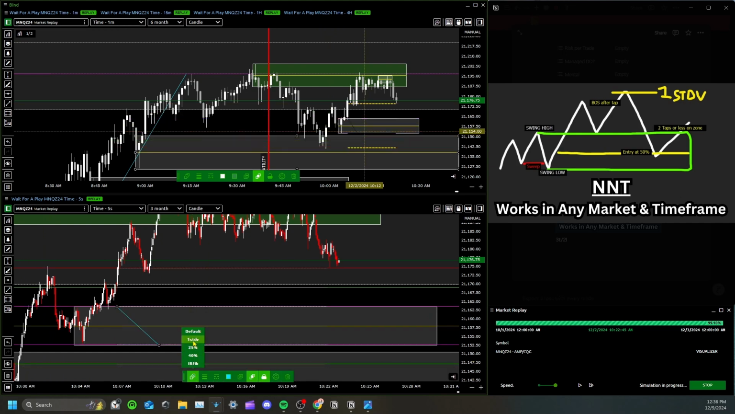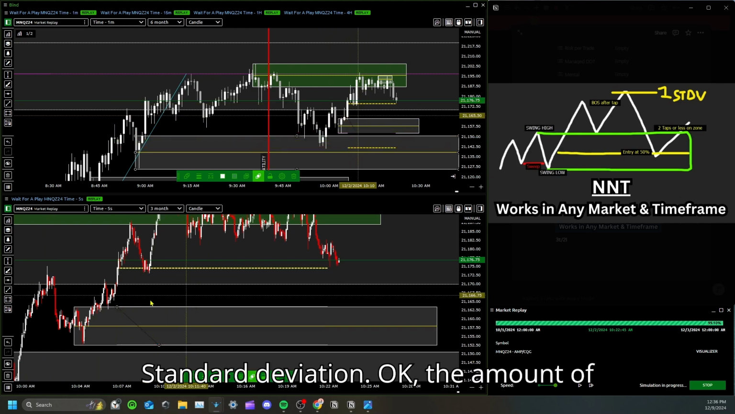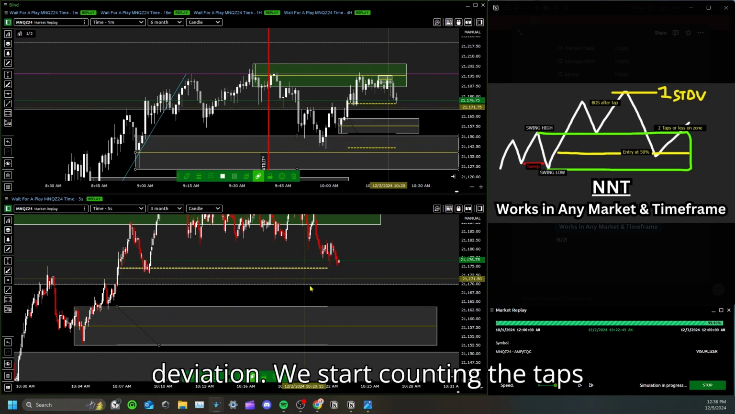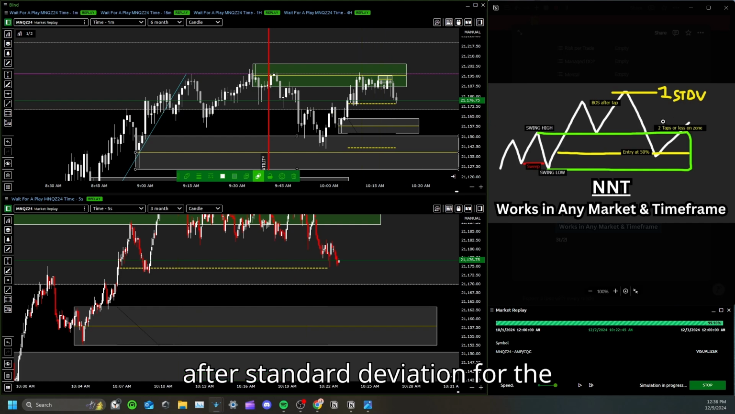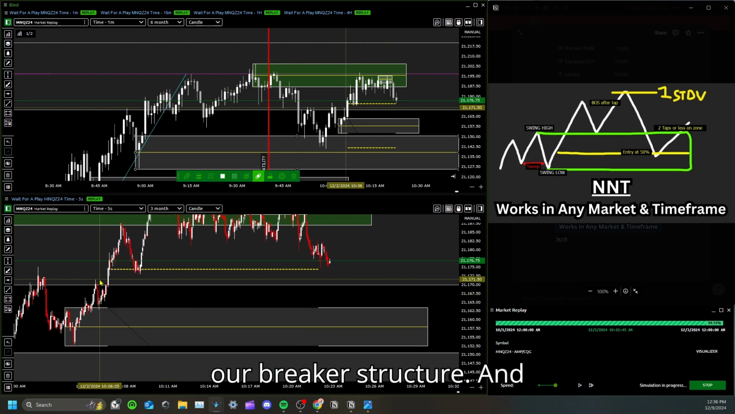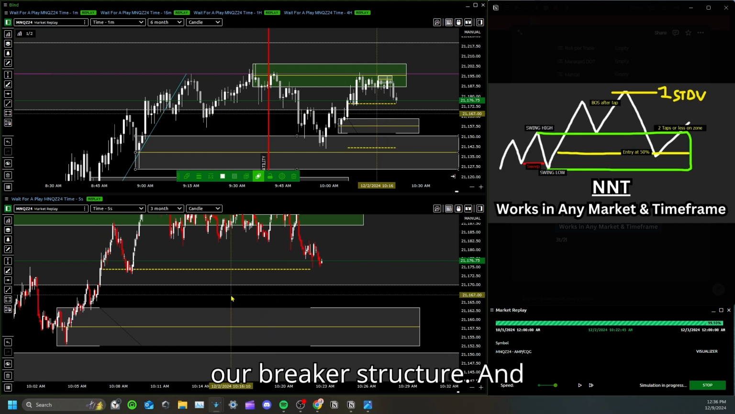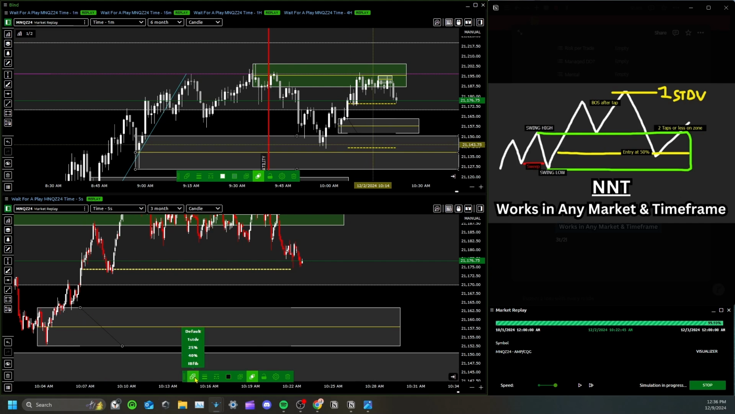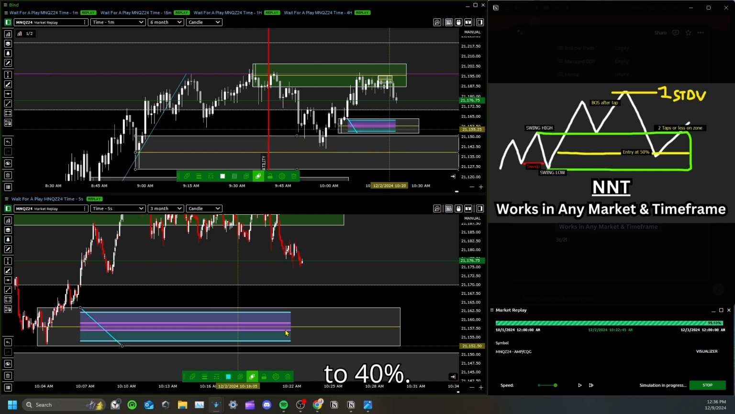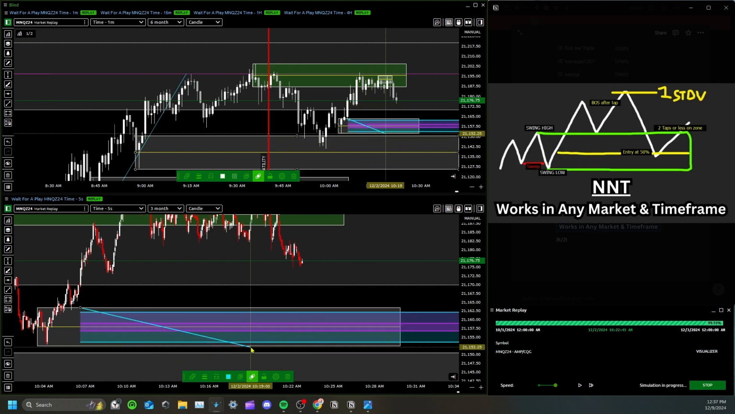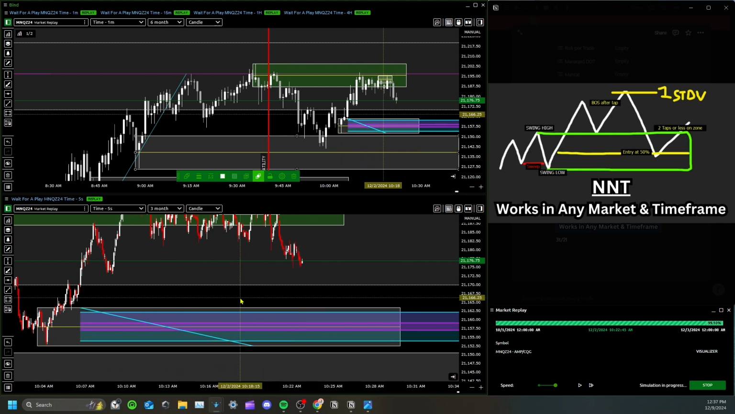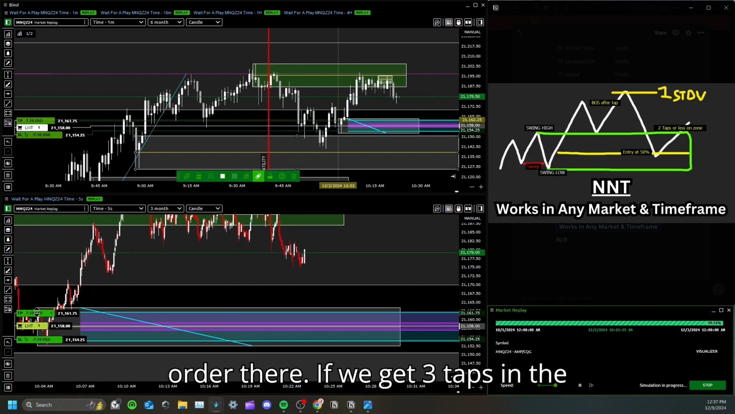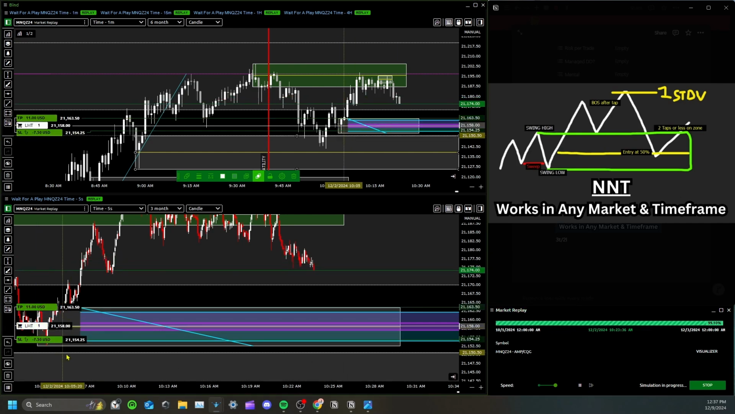Oops, the wrong one. Standard deviation, okay. The amount of taps does not matter before standard deviation. We start counting the taps after standard deviation for the requirements part. So we have our tap and our breakup structure. And then let's change this standard deviation to 40%. Okay, and then I like it, so let's put our order there. If we get 3 taps on the zone, we'll take our order off.